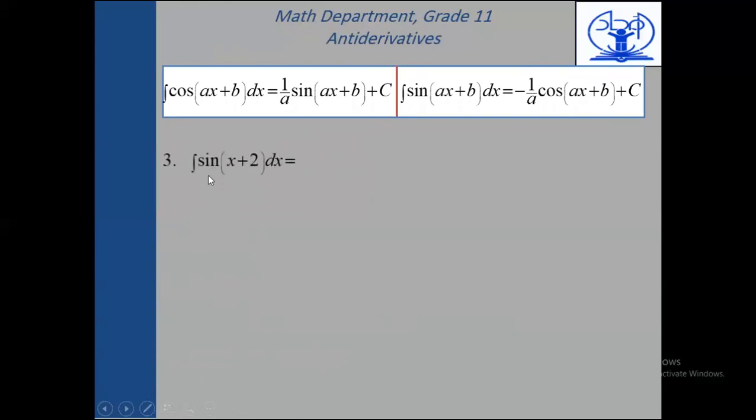What about this example? Sine(x + 2). Again, this is a linear expression whose slope, whose a, is 1. So this is minus 1 over 1 cosine(x + 2), which is minus cosine(x + 2) plus c. What about the integral of cosine(πx + 1)? Again, this is a linear expression. So 1 over π sine(πx + 1).